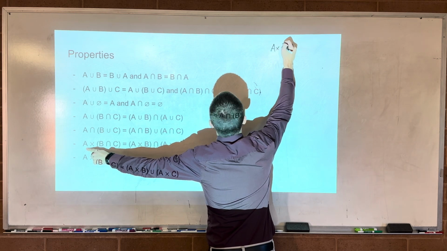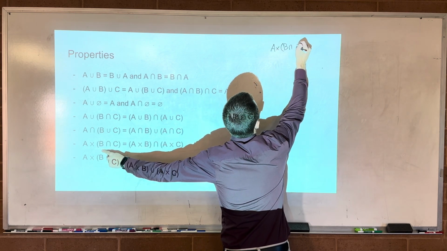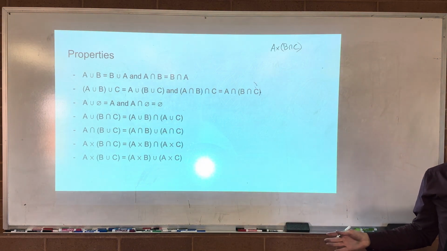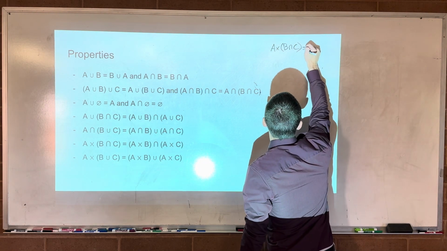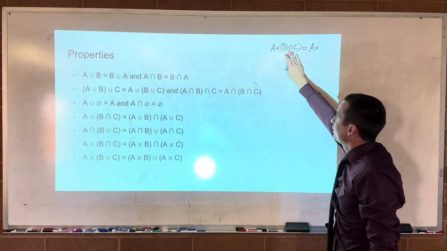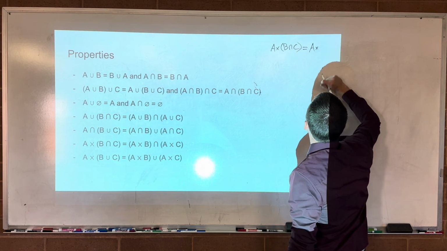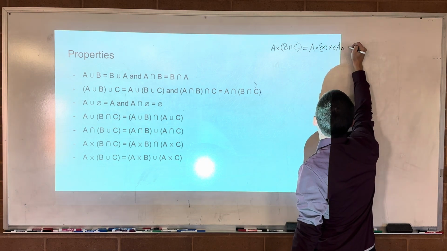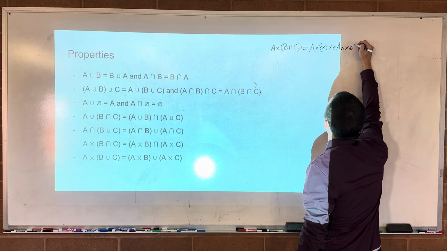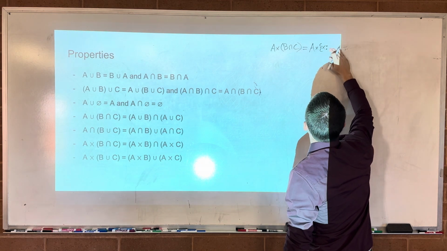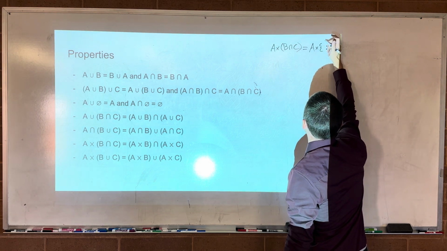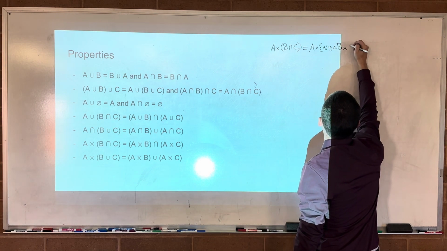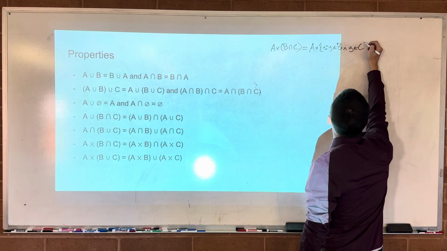So A cross B intersect C. I have B intersect C there, so I need to do that first. That's what the parentheses mean. Do B intersect C first. What is a precise definition of that? Now the precise definition of this set: B and C is the set of all X such that X is in B and X is in C. I'm going to choose Y for my dummy variable, so this is a set of all Y such that Y is in B and Y is in C.